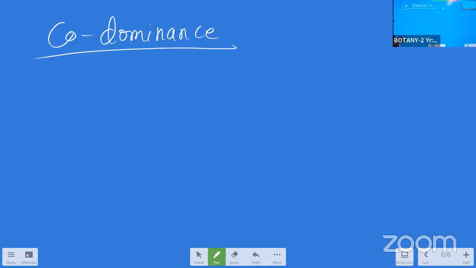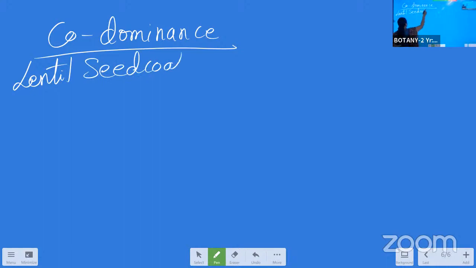In the lentil plants, how does the codominance occur? In the lentil plants, the seed coats will exhibit this. The seed coat of the lentil plants has two characters, two patterns, that is the spotted and the dotted pattern on the seed coat. So it is going with codominance by violating the law of dominance that was given by Mendel.